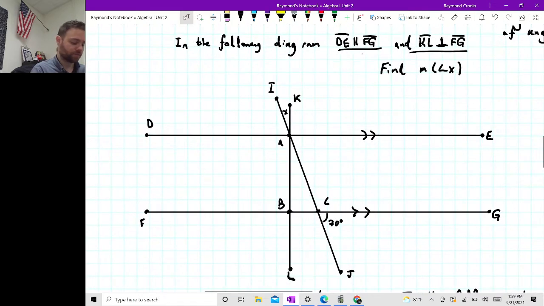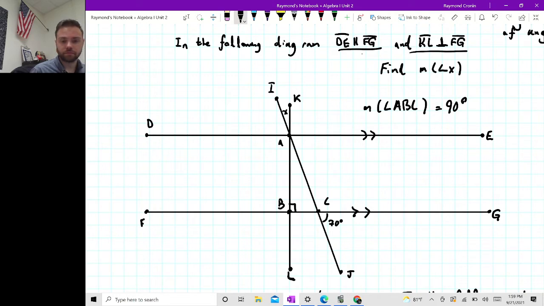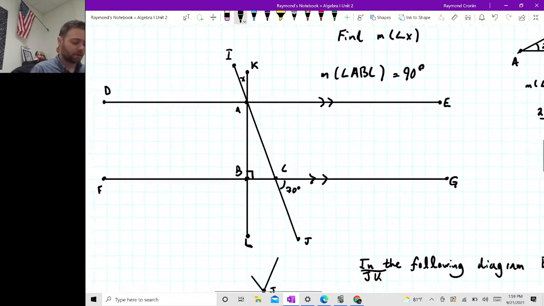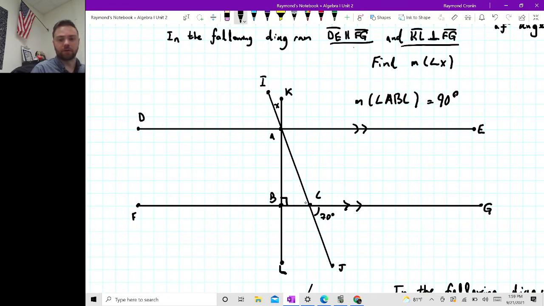So what we've got here is the measure of angle ABC. This angle here is equal to 90 degrees. Okay. We've also got that vertical angles are congruent. So the measure of angle JCG, no, JCG, my bad, JCG is going to be equal to the measure of angle ACB. So I can write that in, so this is 70 degrees here.